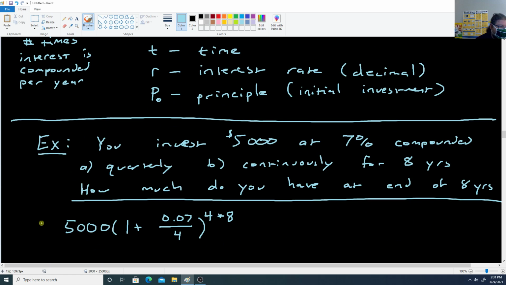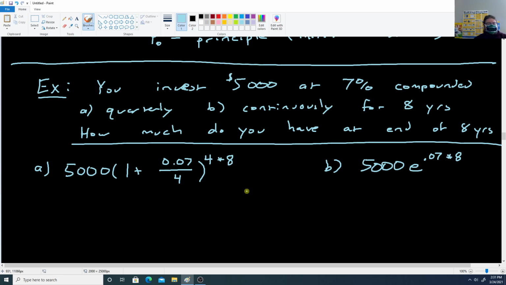So this will be our answer to part A, and for part B, if you compound continuously, it's $5,000 times e to the interest rate, 0.07 times t, which is times the 8 years. So I'll put those both in, and since it's money, we'll round to 2 decimal places.